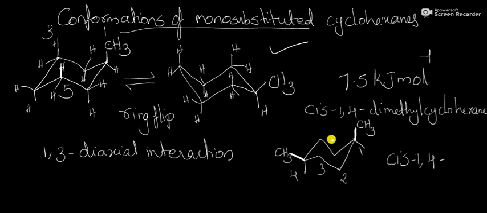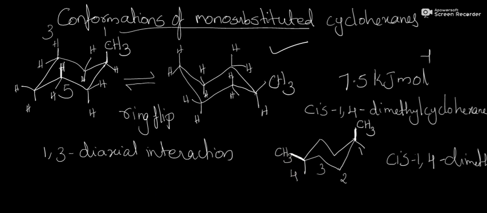And the substituents are 2 methyl groups. So, dimethyl cyclohexane. This is the structure of cis 1,4-dimethyl cyclohexane. Here one CH3 group is at an axial position and another CH3 group is at an equatorial position.